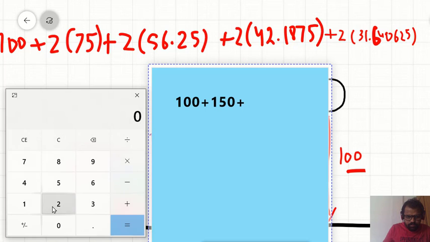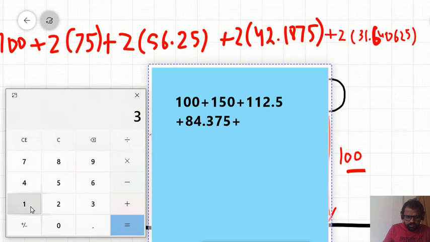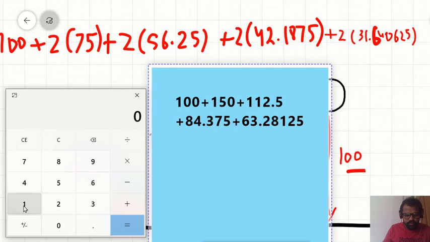Okay, 56.25 times 2, this is 112.5. 42.1875 times 2, you will get 84.375. Okay, 31.640625 times 2 equals 63.28125. Now let's add all these numbers to get the final answer.